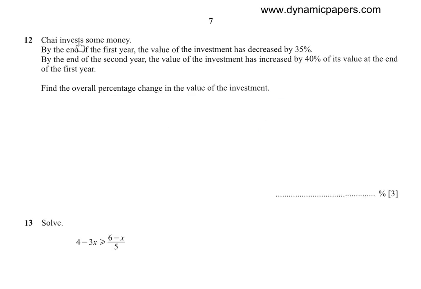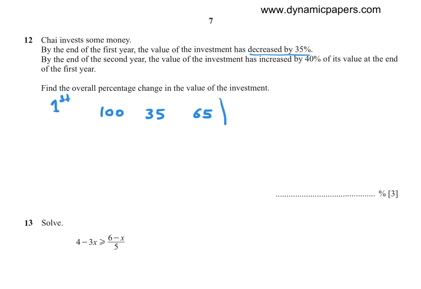Number 12, Chai invests some money. By the end of the first year, the value of the investment has decreased by 35%. By the end of the second year, the value of the investment has increased by 40% of its value at the end of the first year. Find the overall percentage change in the value of the investment. So in the first year, decreased by 35. So this means it was 100, decreased by 35, now 65. This for the first year.